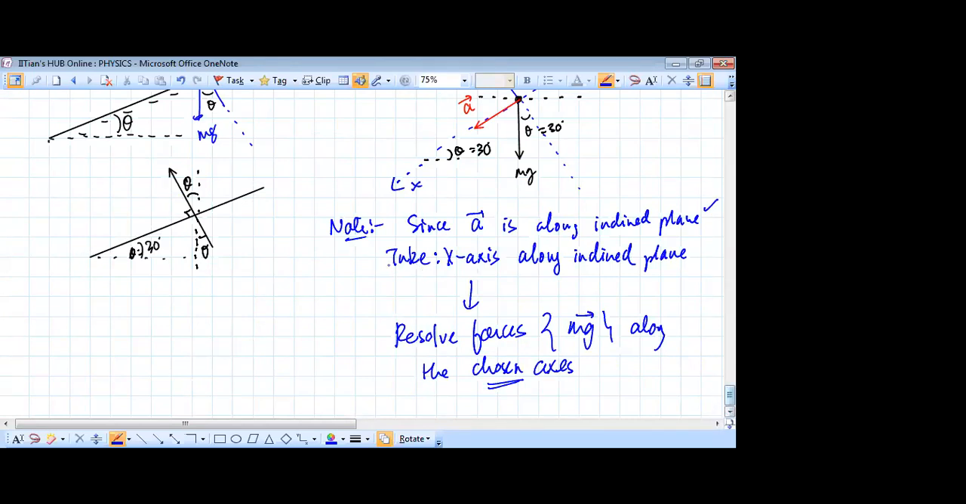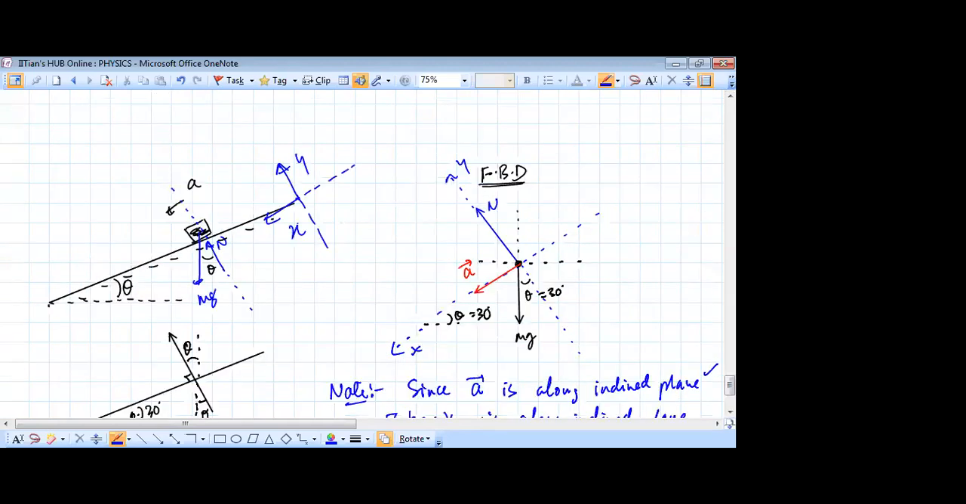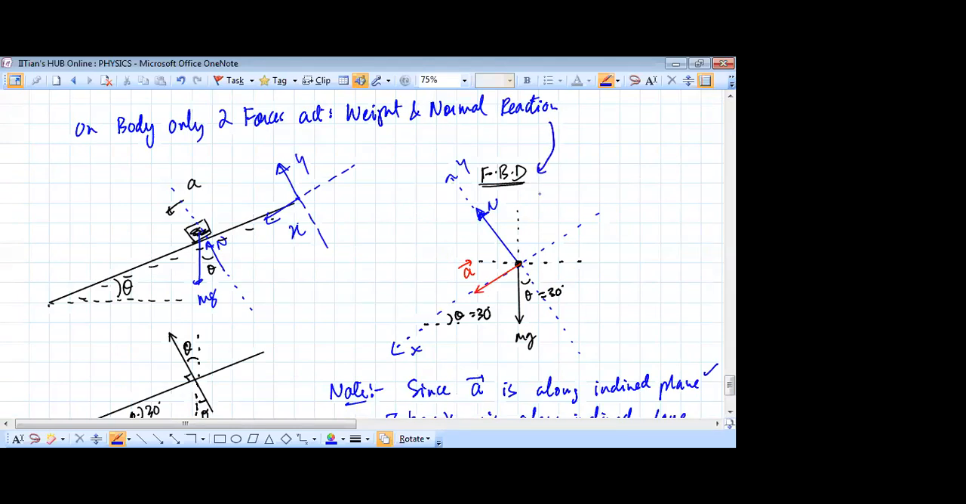In the free body diagram, you are just representing the block or whatever body you have as a single particle, and you are just showing whatever forces are acting on that body as forces acting through that particle. So there are only two forces acting on the body, that is weight and normal reaction. So that is the concept that we've used to make the free body diagram of the given body.